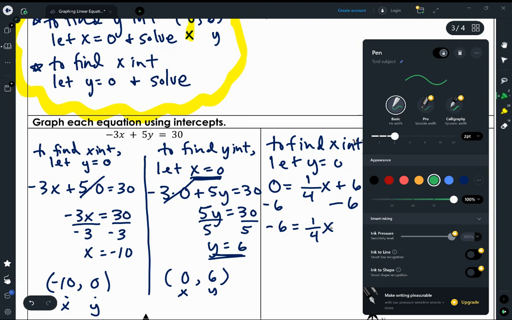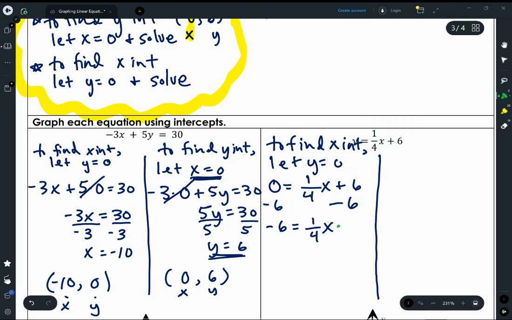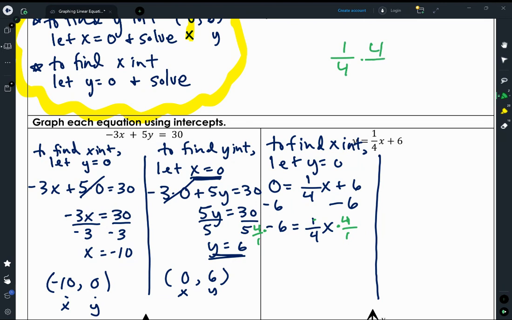So I'm going to show that in green here. That means we're going to do a times 4 over 1 here, and a times 4 over 1 on this side. So when I have 1/4 times 4 over 1, remember the way we multiply fractions is we multiply the numerators, we multiply the denominators. So 1 times 4 is 4, 4 times 1 is 4, 4 divided by 4 is 1.